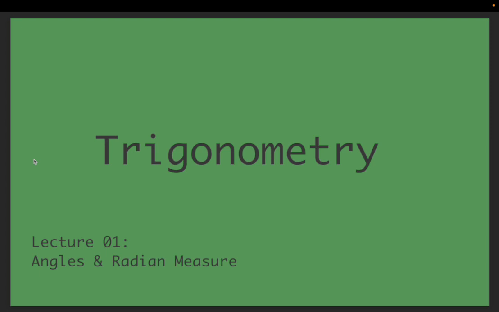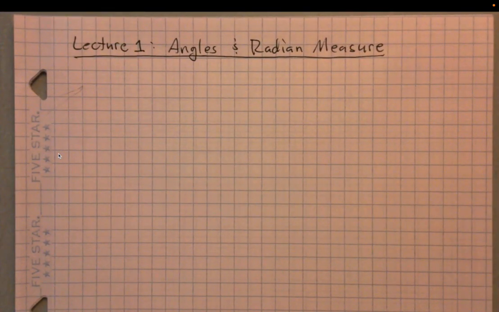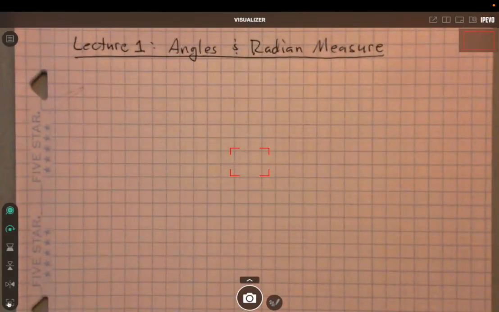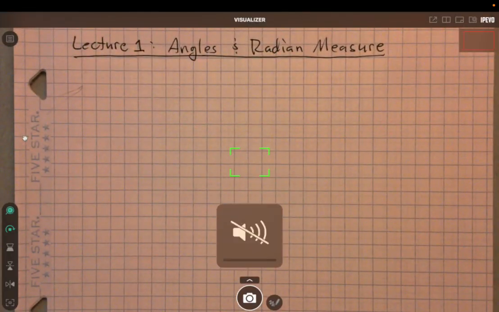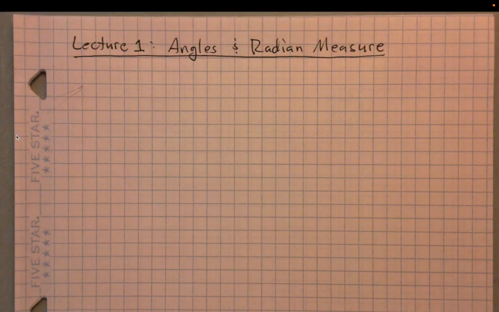Okay, so let's go ahead and get started. And again, I'm going to call this lecture 1, angles and radian measure. Something to note, many books will start the introductory section of trigonometry with angles, arc length, and circular motion. We will be discussing arc length a bit here, but the circular motion piece we'll leave off for now. We're going to focus on angles and the measure of angles, and we'll talk a little bit about arc length.